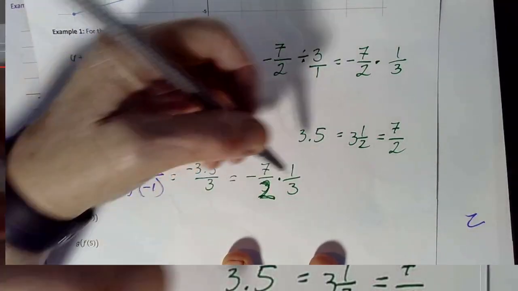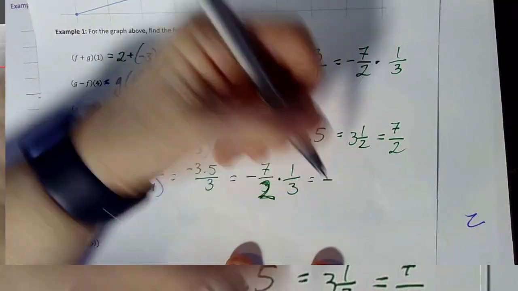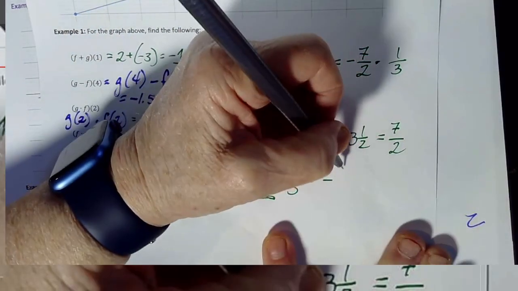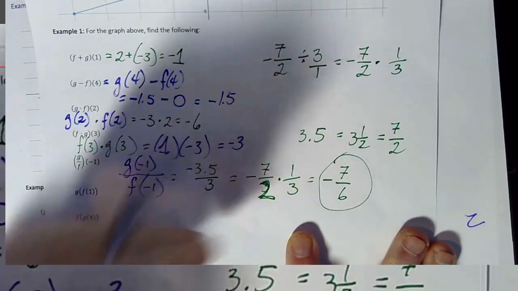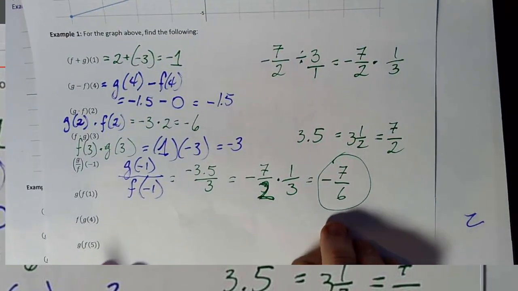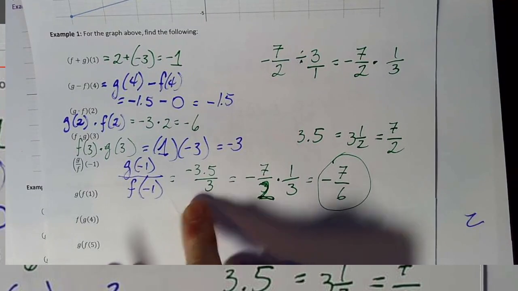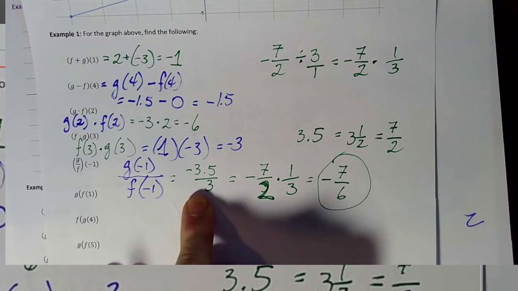Now I'm going to multiply across. The negative stays. 7 times 1 is 7. 2 times 3 is 6. So the answer is negative 7 over 6. Although with this kind of thing, this answer, negative 3.5 over 3, would be fine also.